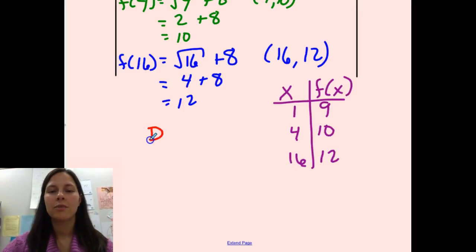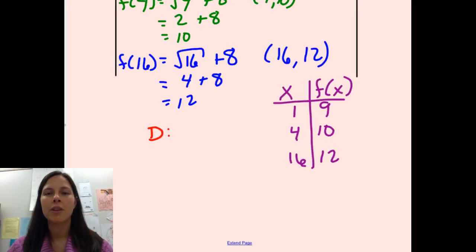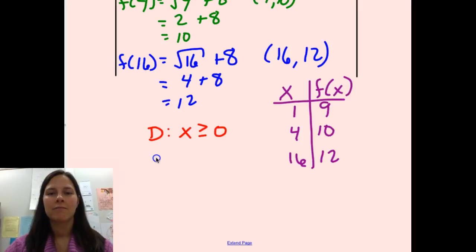Domain and range on this one are a little bit trickier. We saw from that first example that we can't take the square root of a negative. So let's think about the smallest value that we can take the square root of, and that is 0. So our domain is any x values that are greater than or equal to 0, because we can't take the square root of a negative.